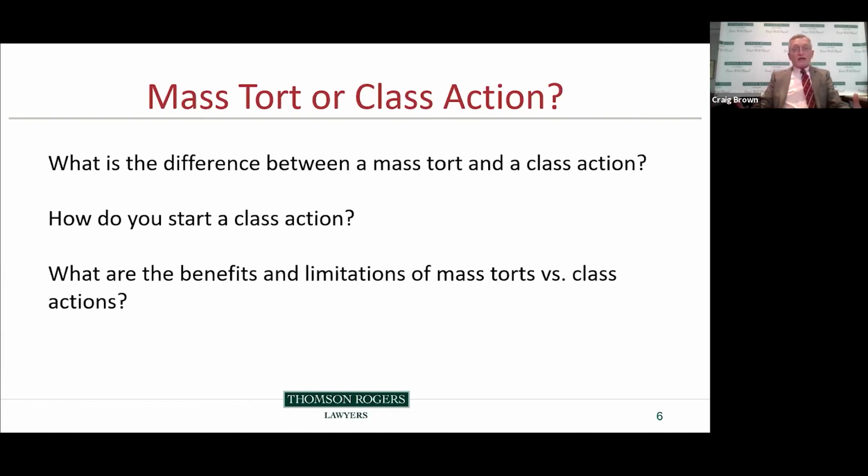It's also a case where the class action procedure was really the only way that those people were going to achieve justice and get access to justice and compensation for what had happened to them. So that's mass torts and class actions in 4 minutes. And I'll turn it back to Lucy or Stephen.